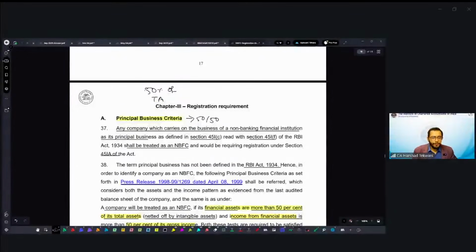That means your financial assets shall be more than 50% of your total asset. Second, your income from that financial asset, income from FA, not fixed asset, it's a financial asset, shall be more than 50% of your gross income.